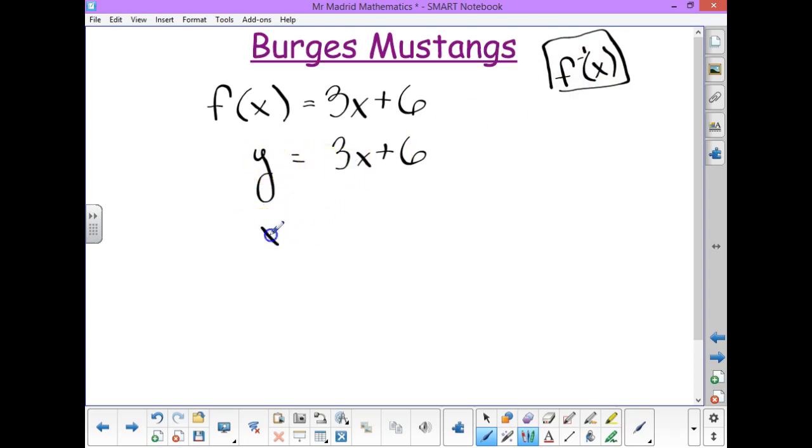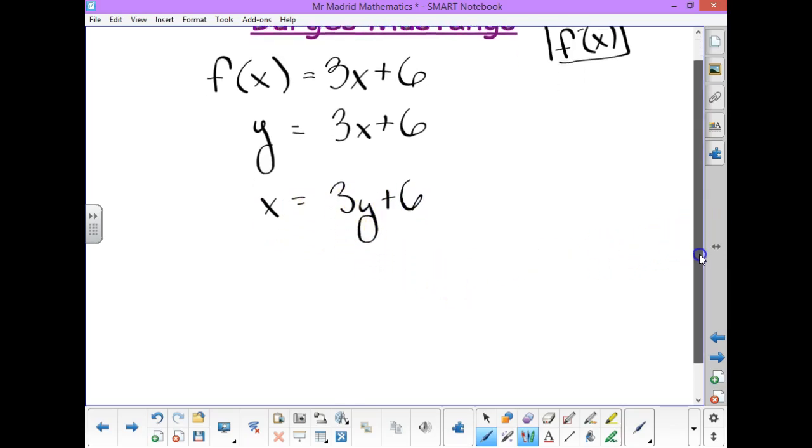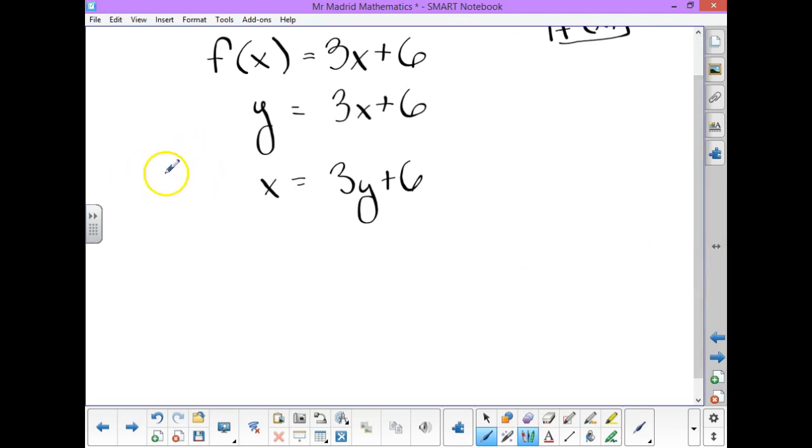So watch this. X equals 3y plus 6. Okay, so there's the switch. I began my inverse process. So here I'll put it. Kind of draw a line there so you know that it started.